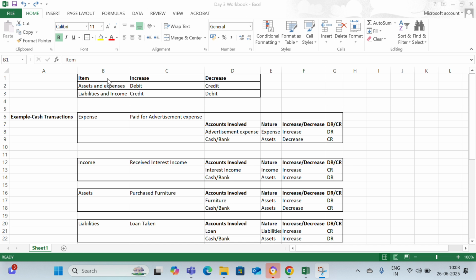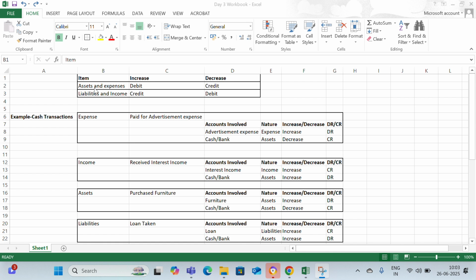Let us start with today's session. So today is day 3, wherein we will be discussing the journal entries, how to pass the journal entries in the accounting books. In order to pass the journal entries, the first thing that we must understand is the different account types.